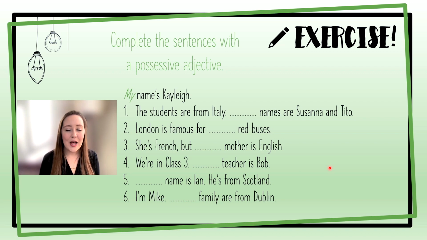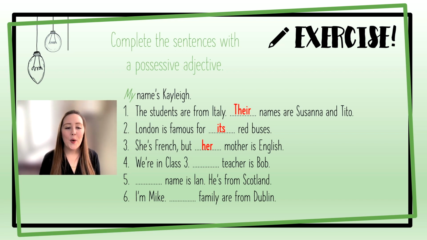Number 1, the students are from Italy. Their names are Susanna and Tito. Well done. Number 2, London is famous for its red buses. Well done. Remember the spelling. Remember, no apostrophe, not needed. Good job. Number 3, she's French, but her mother is English. Well done. Her mother is English.